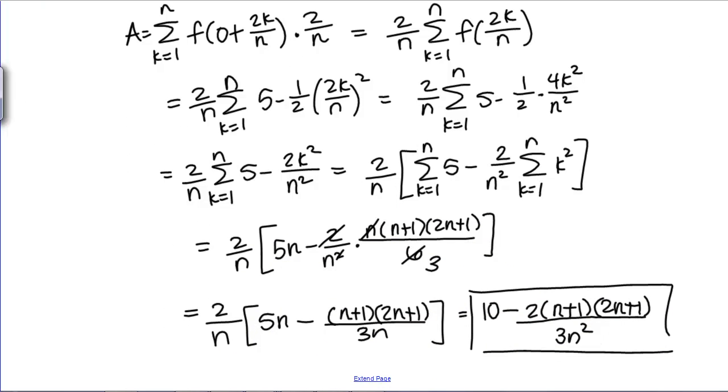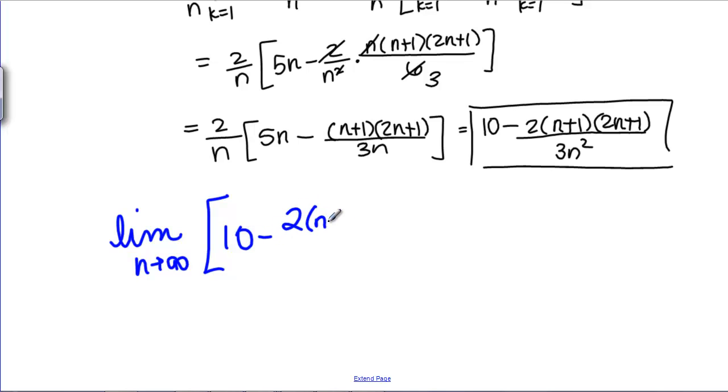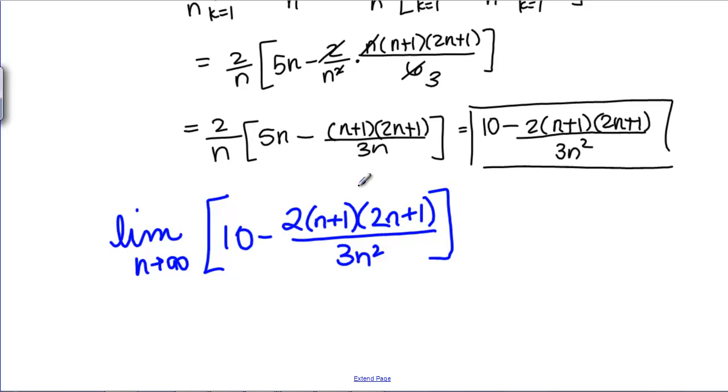So now if we want to find the exact area and not just an estimate, we want to take the limit as n goes to infinity of this function. So we have 10 - (2n + 1)(2n + 1) / 3n². Now to take this limit, first we notice that if we just try to plug in, we get infinity over infinity for this fraction. So there's a couple ways we could go about it.